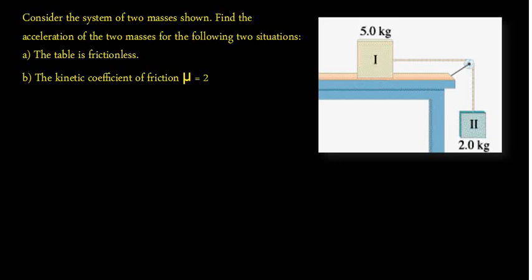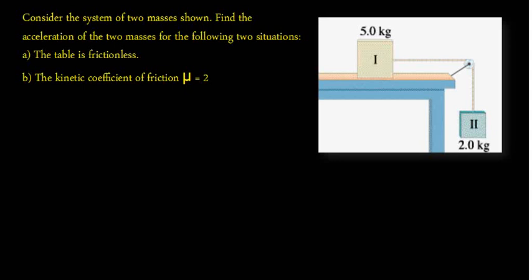First, when the table is frictionless. The second scenario is when there is friction on the table, and because of the motion, the kinetic coefficient of friction is given as 2. So let's start with the first part.